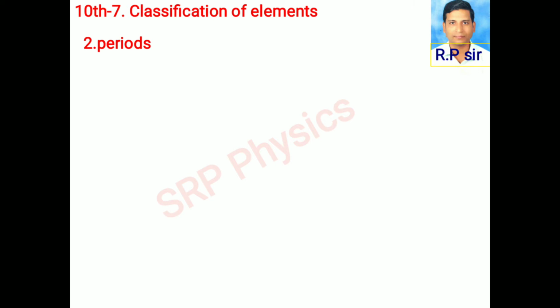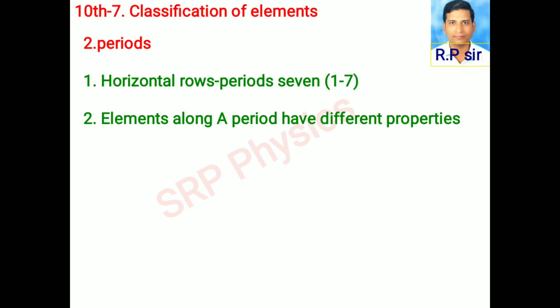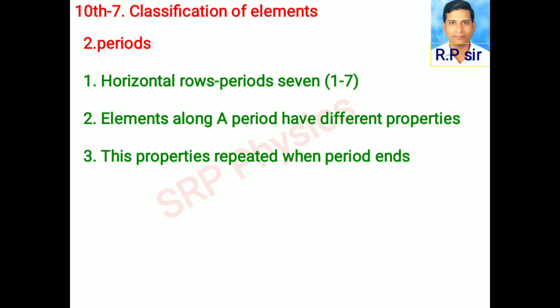Now periods. The horizontal rows are called periods. There are 7 periods in the table which are denoted by Arabic numerals 1 to 7. Elements along a period have different properties. These properties are repeated when the period ends.